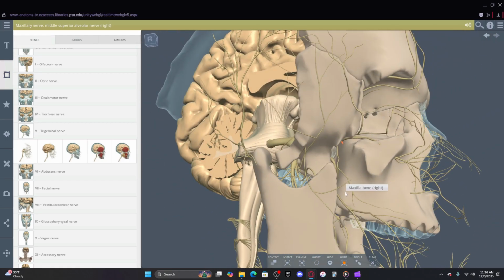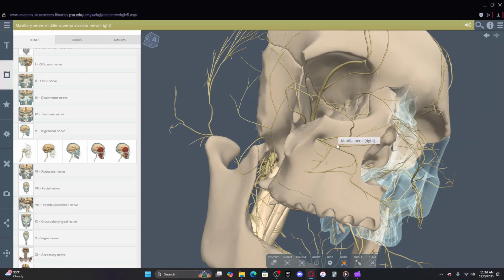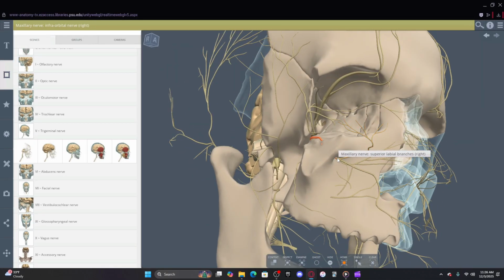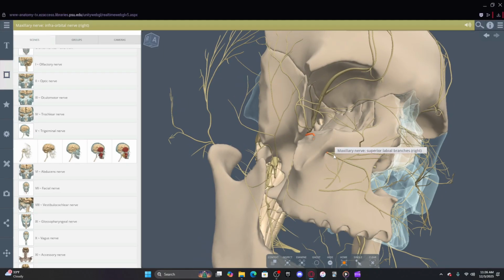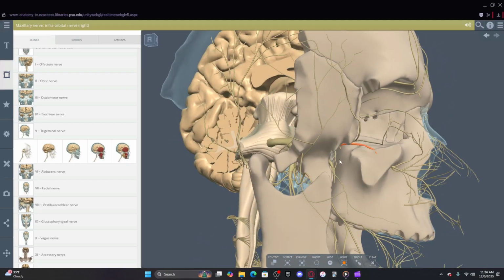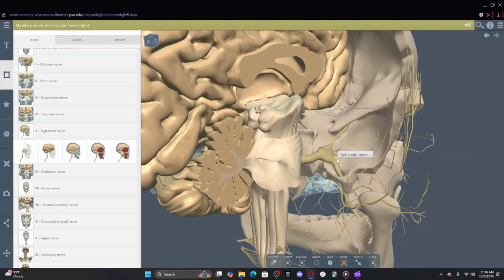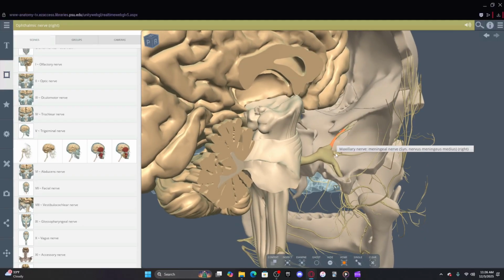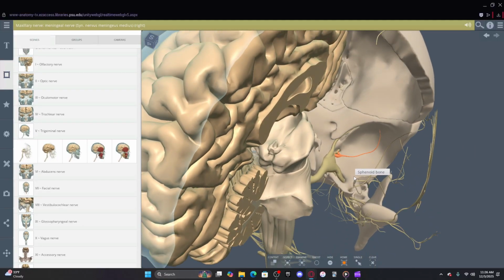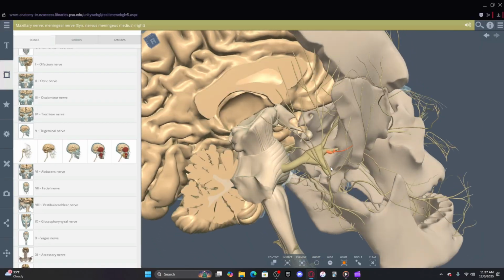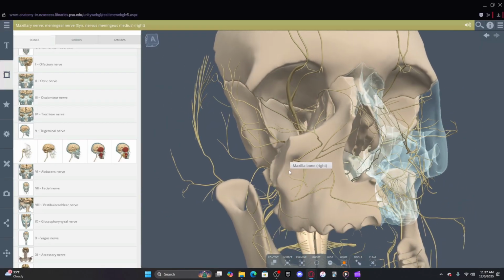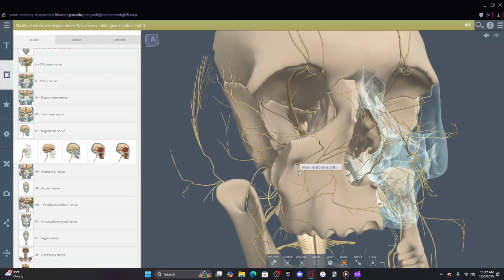And you can see it going from foramen rotundum all the way to the infraorbital foramen. So ophthalmic is here, maxillary is here. It enters foramen rotundum and it exits the infraorbital foramen, right?